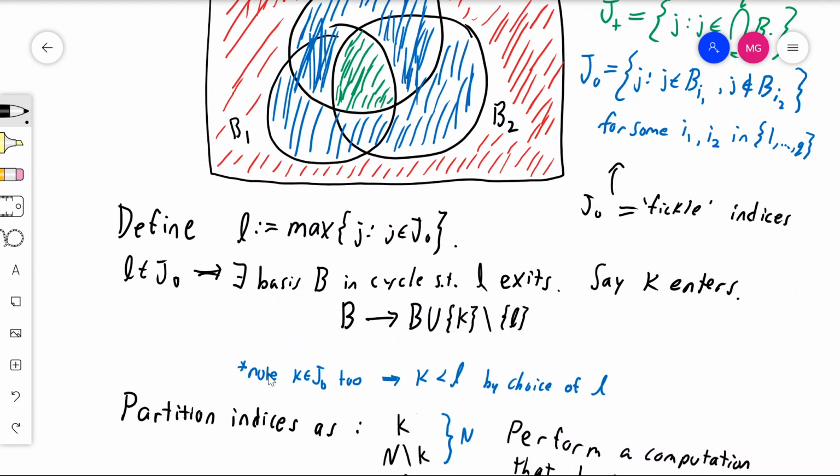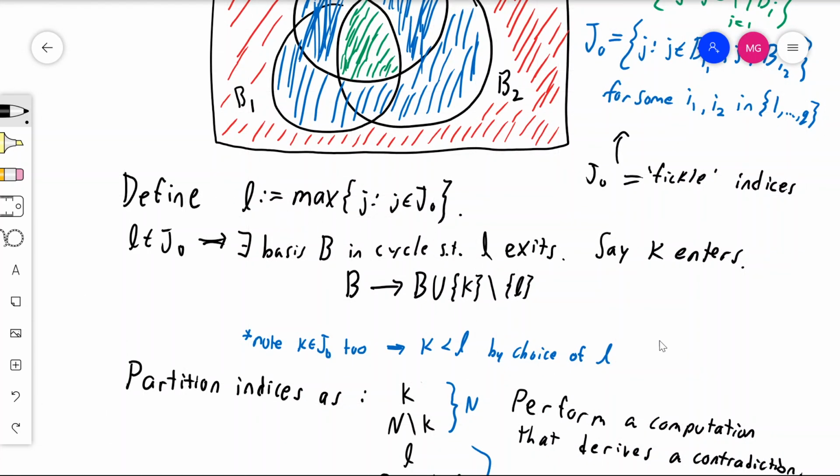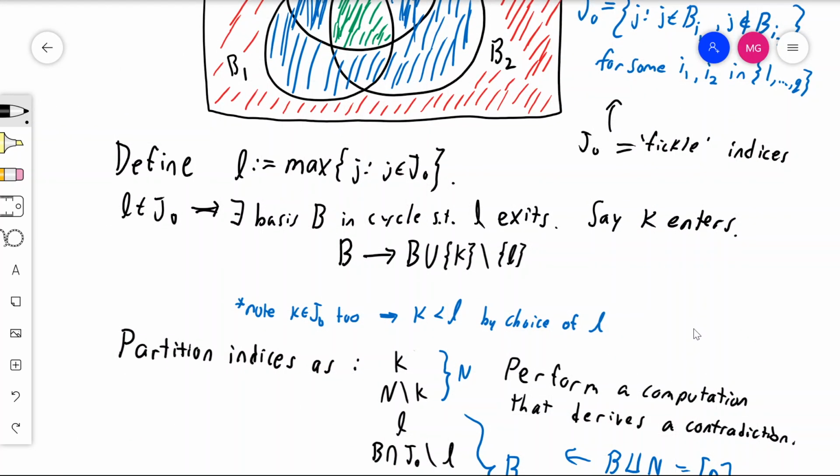Okay, and by the way, just note that we're saying K is entering here. The fact that it wasn't there before, but now it is in the basis, must mean that it's fickle as well. But since L is the maximum, K must be less than L by the choice of L, because L is the maximum of the fickle indices. So that's just to make sure you're remembering what L is.